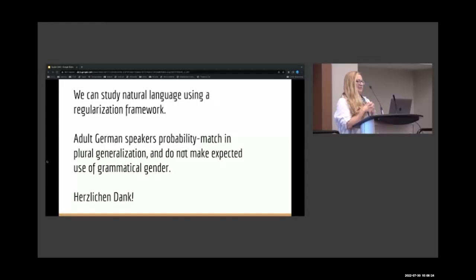And I would like to leave us with these 2 points. So one is methodological. We can take this framework of regularization and apply it to natural language to try to get some insights about what is going on. And the second main finding is that adult German speakers appear to be probability matching in terms of plural generalization in production, and in particular, they really don't seem to make the expected use of grammatical gender.